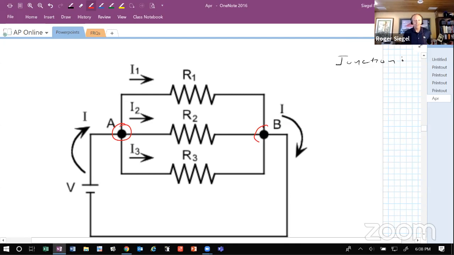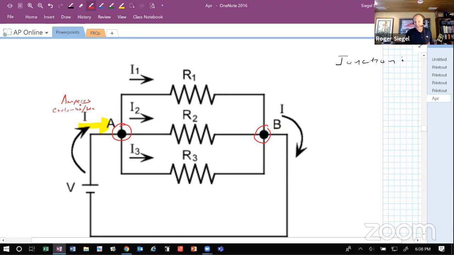And a junction is where I have a current splitting or coming together. So what I've got here is a current that is coming in this way. And remember, current is measured in amperes, but let's talk about what that means. Amperes are coulombs per second. Coulombs are literally charges.